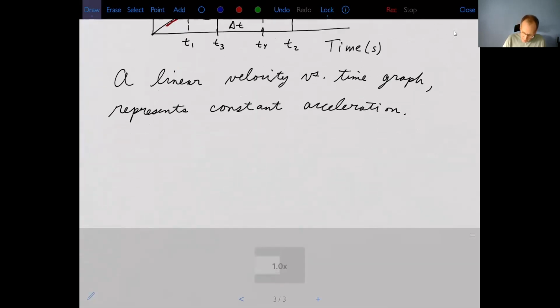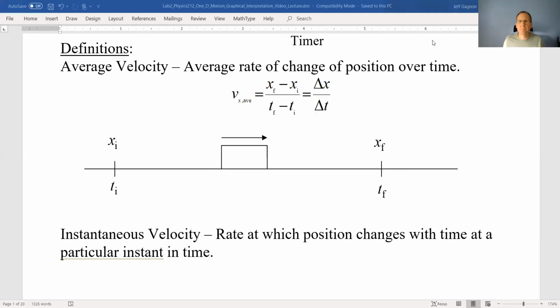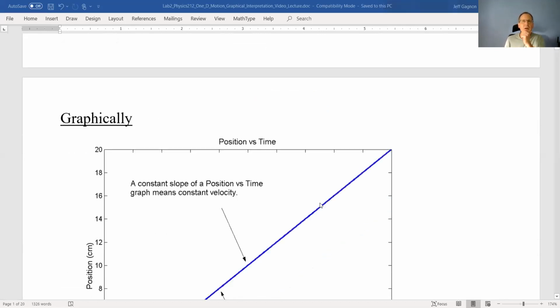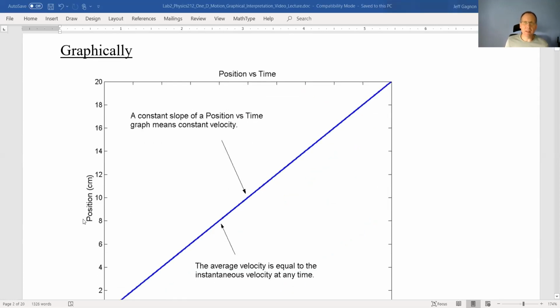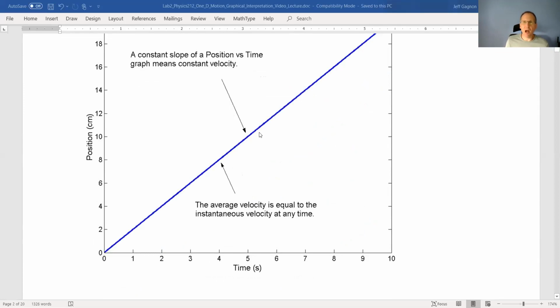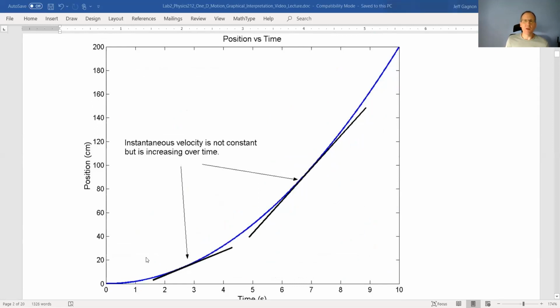Okay, now there's one other thing that we need. Let me go back to the handout for this part. Actually, most of what I mentioned is also in this handout, so you can look at it. We can quickly review. If I have a linear position versus time graph, that means I have constant velocity. If I have a quadratic position versus time graph, it means that the velocity is changing, because the velocity would be the slope of these tangent lines and they're increasing over time.